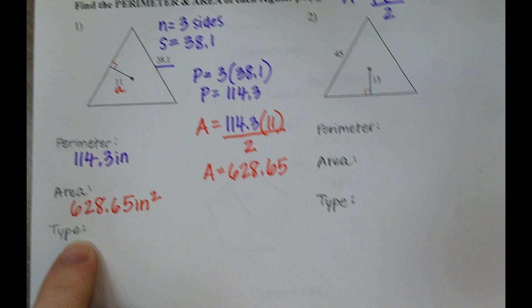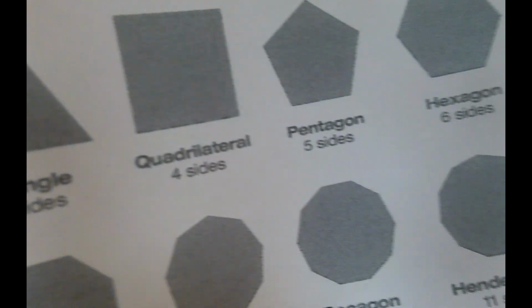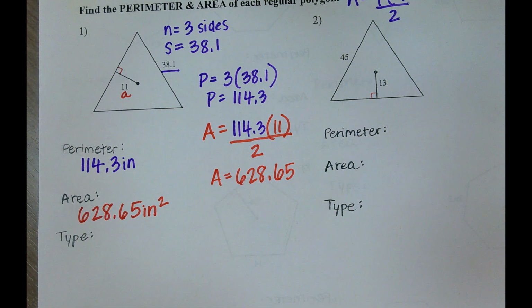Okay, now for type, all we're doing is naming that it's a triangle that has 3 sides. And we can use this little handout as a little cheat guide. So we would say that it is a triangle. That's our type.